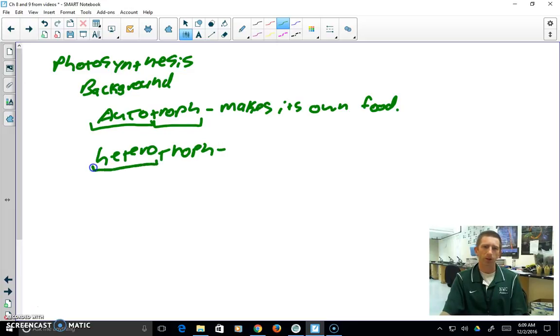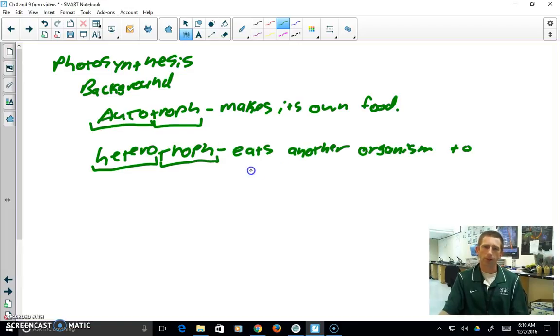So then let's look at heterotroph. So again, we can break this word down. Hetero means different or other, and troph I still think of like a feeding trough, like food. So these type of organisms, they can't make their own food, they have to go eat a different organism. They have to eat another organism to get its energy. So autotrophs make their own food, heterotrophs eat another organism to get energy.